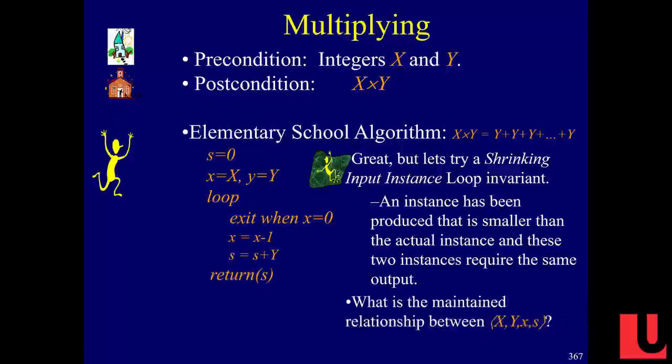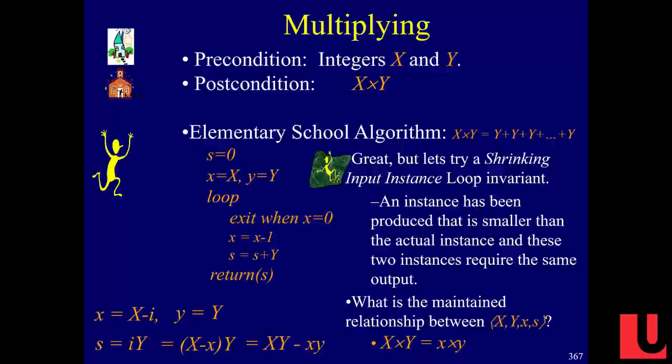And so similarly, we can get just the same loop invariant. What's the relationship? Little x is going to be capital X minus the number of iterations. And y doesn't change, and s is going to be the number of iterations times y. So we can do various equations, and we can rearrange, and we get this form. Here I'm just rearranging those equations. Everybody see that?